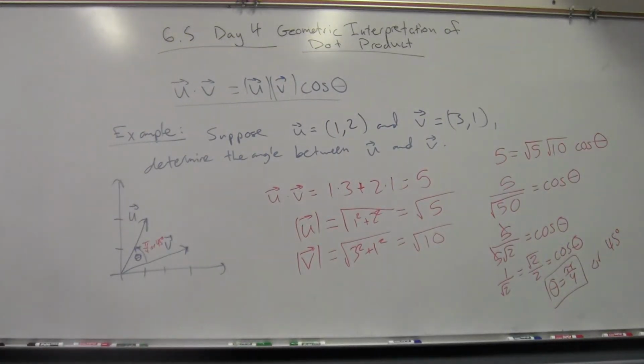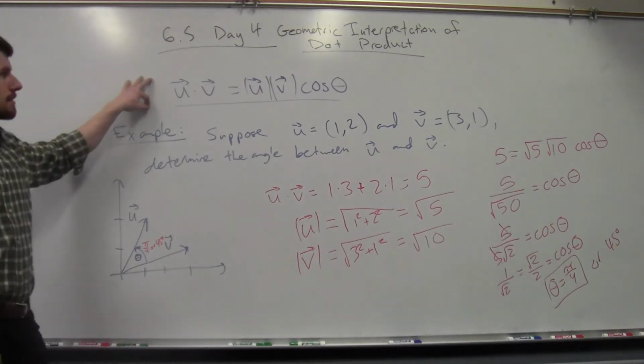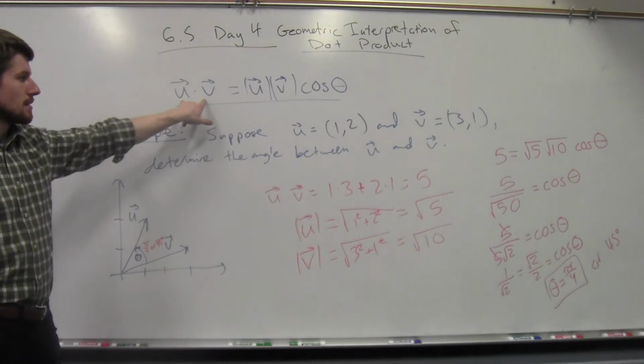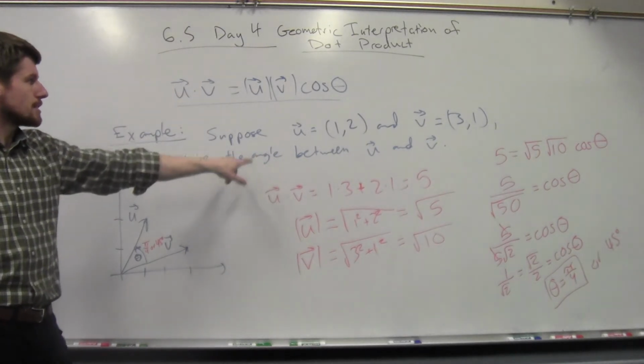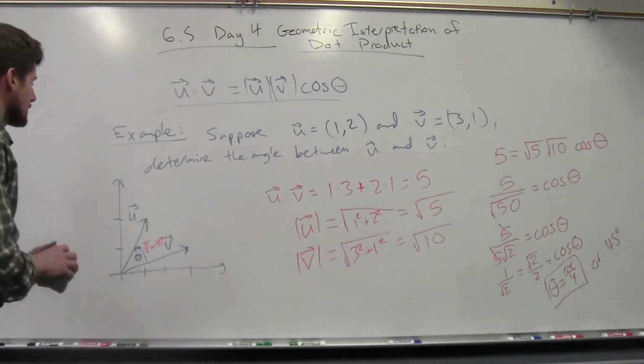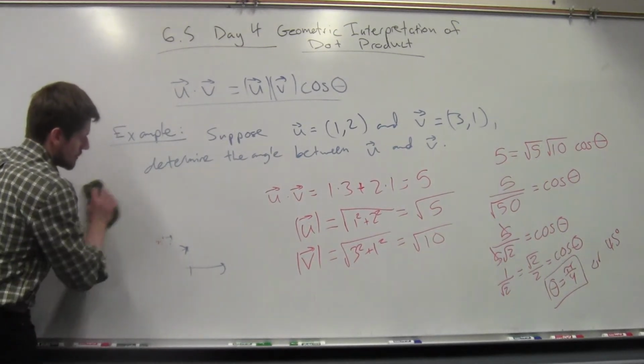Use the geometric formula for the dot product. Determine the dot product by its definition, find each magnitude, and solve for theta. Okay, let's do one more example.